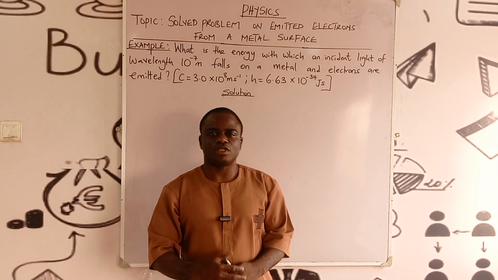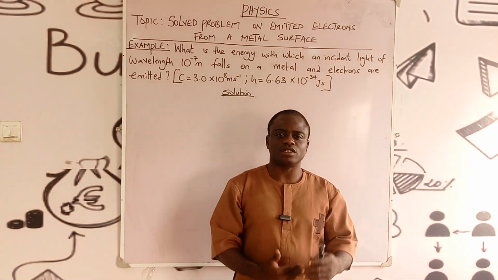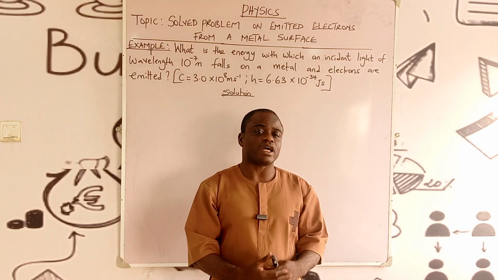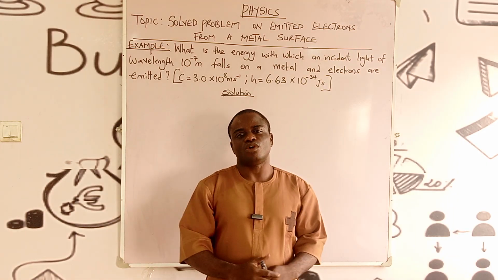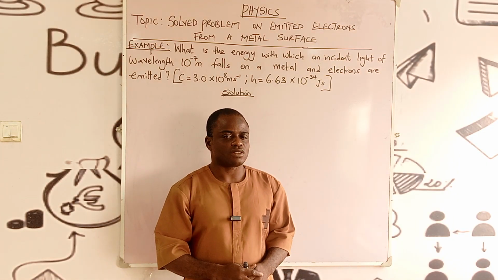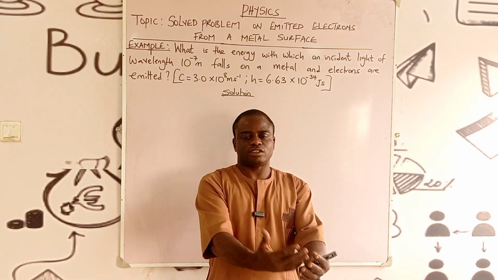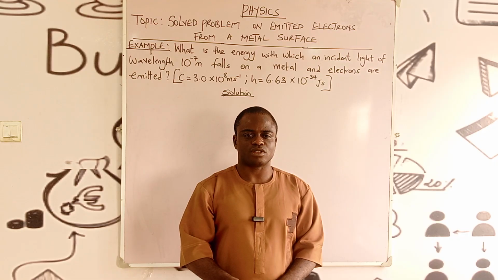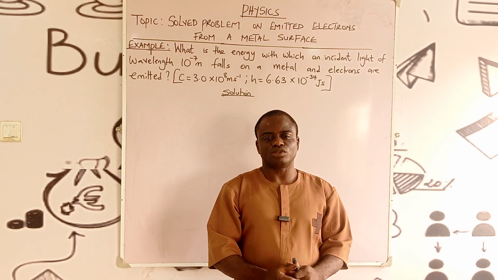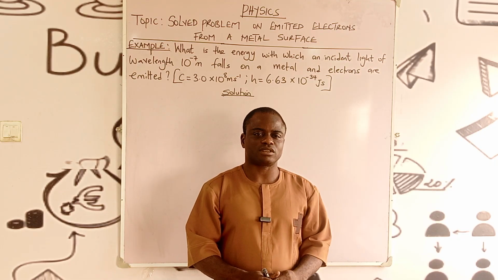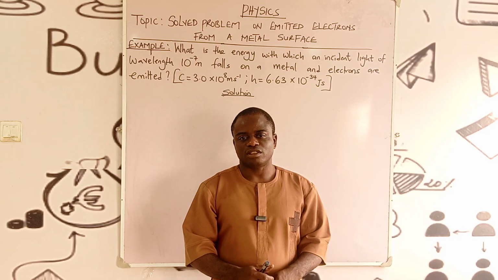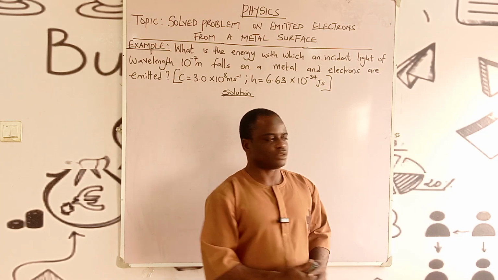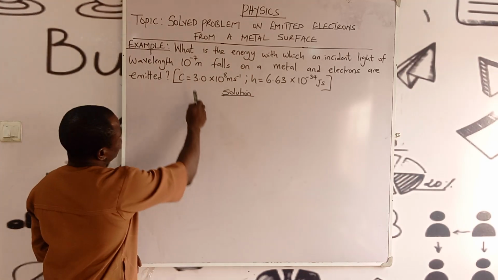Good day, students. Today, I want to consider the energy with which an incident light falls on a metal surface and electrons are emitted from the metal surface. The first thing to do is to write down the parameters, so that it gives you an idea of the formula to use. Now, let's see.